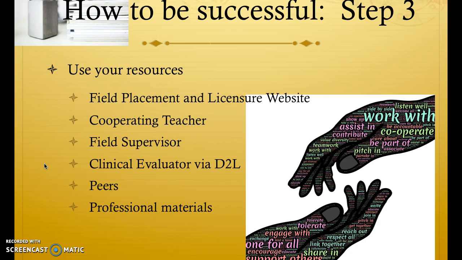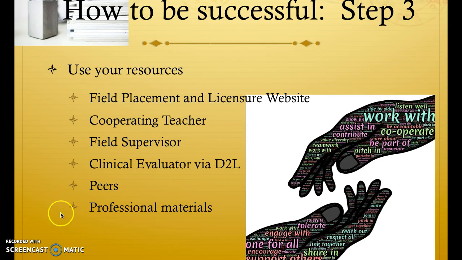Your clinical evaluator via D2L, that question and answer forum that's available to you about the teacher work sample is really, really important for you to use. We want you to ask questions about the teacher work sample on D2L, because when you ask those questions, other people might have them as well, and they're able to see the answers, and you're able to build that community of all of you trying to successfully complete that teacher work sample. You might have a teacher candidate at your school who can help you. You can work on section 1 of the teacher work sample together, find resources together, use those resources, share your experiences with them.